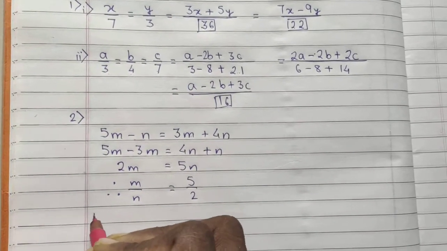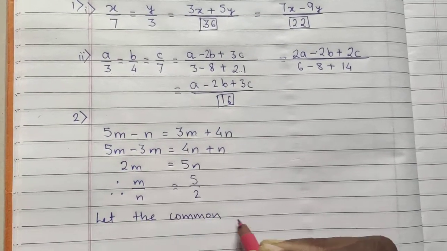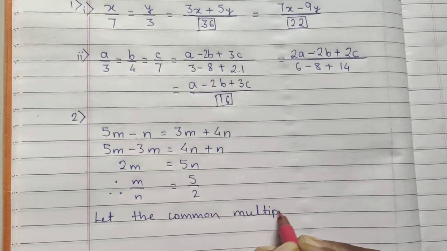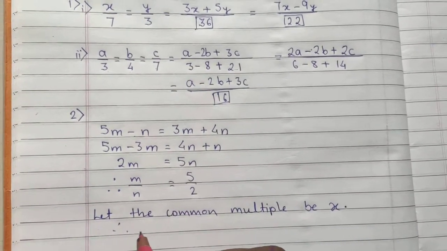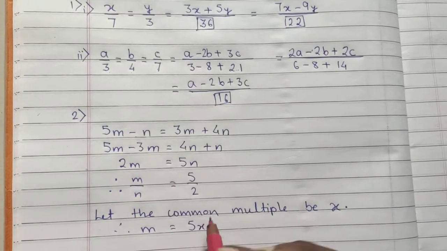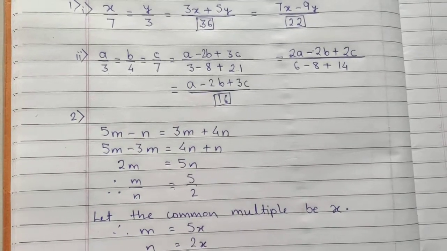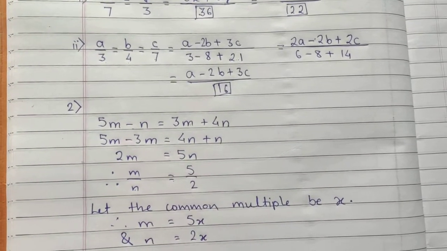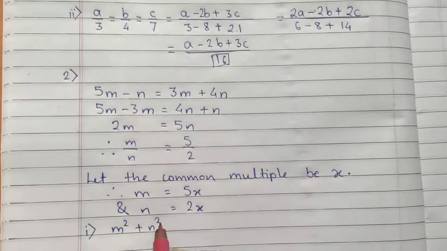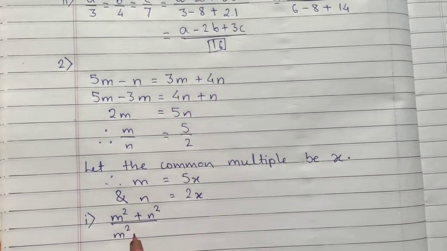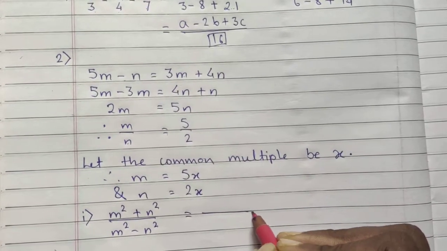So we know the value of m upon n, that is 5 upon 2. Since it is a ratio, we can take a common multiple. So let the common multiple be x. That means m is equal to 5x, and n is equal to 2x. Now the first part is we need to find m square plus n square upon m square minus n square. Now let us substitute the values of m and n here.